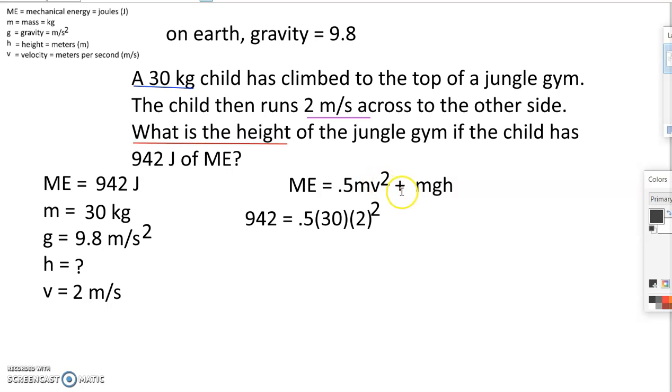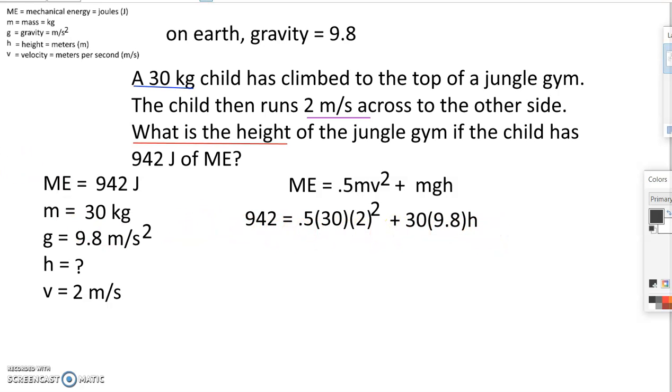After our V squared here, we have the plus. Then M again, which is 30. M is multiplying with gravity, and in our list, gravity is 9.8. And then H comes after the G. Now, we don't know what H is, but I am still going to bring it down. I'm not going to leave it off. If you don't write the H, a lot of times you'll forget it's there and you'll make a mistake. All right, so we have correctly plugged the information into our equation here.